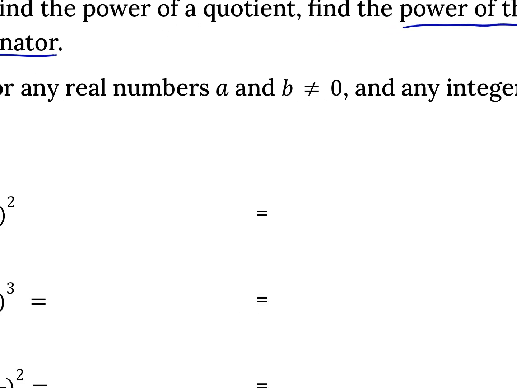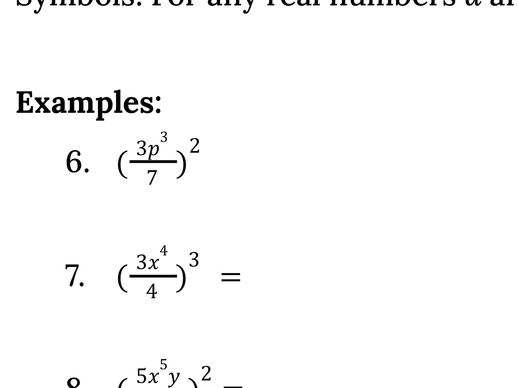All right, so what that looks like here. This 2 goes to the 3, it goes to the P, it goes to the 7. Okay, that 2 goes to everything. So I always like to start by rewriting this in pieces. I'm going to say 3 to the second.